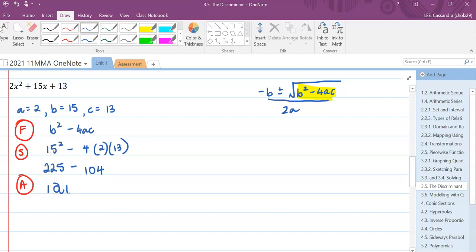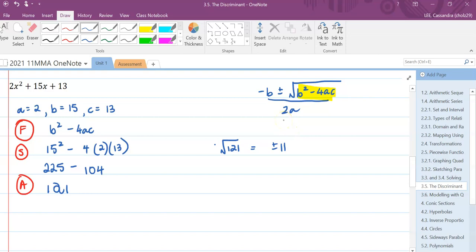Okay, so straight away I can see that this is going to have a real solution. If I was going to pop this underneath my square root sign here, the square root of 121 is going to be equal to positive or negative 11. So whatever these values end up being, I'm going to add 11 to get my first root, and then I'm going to subtract 11 to get my second root.